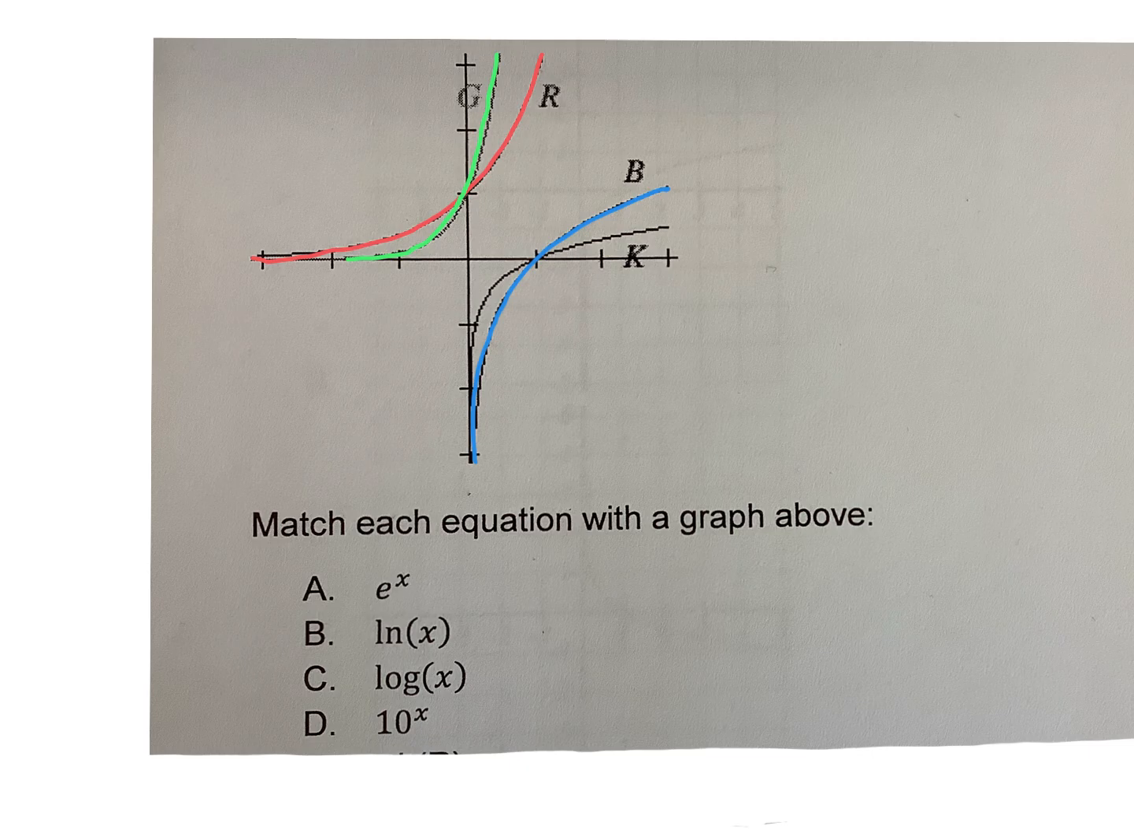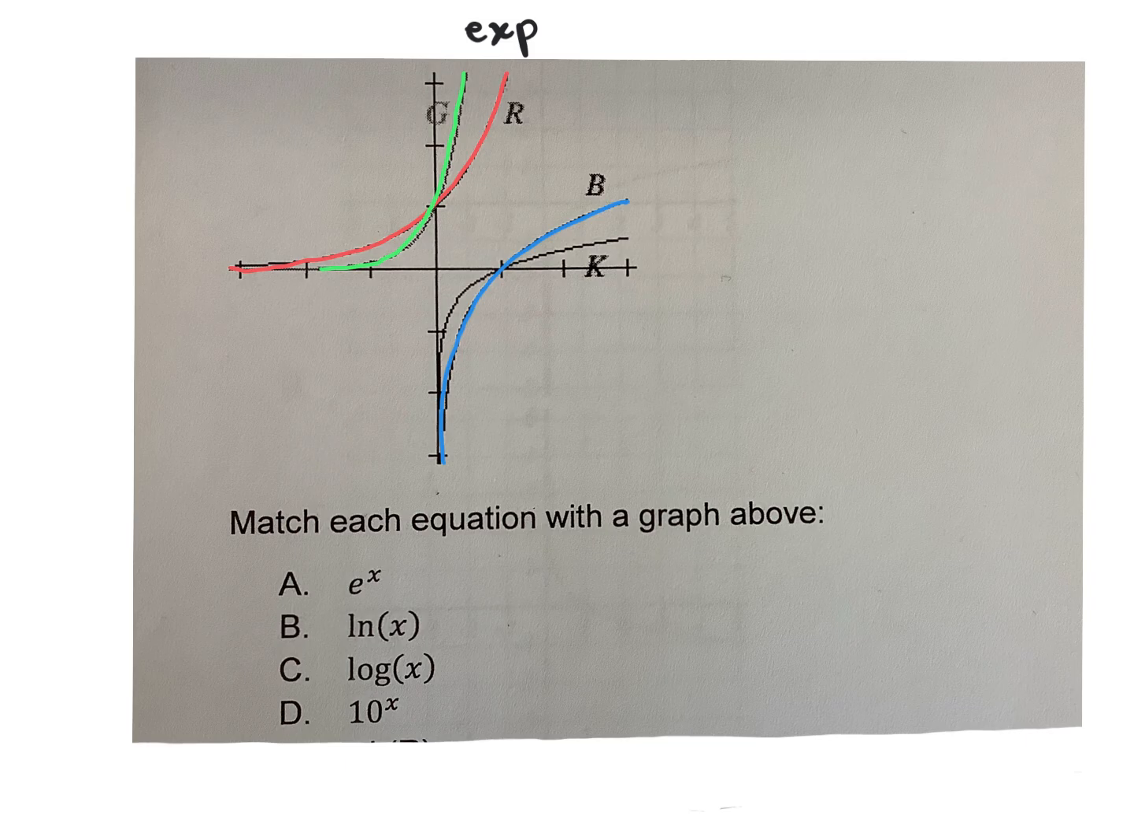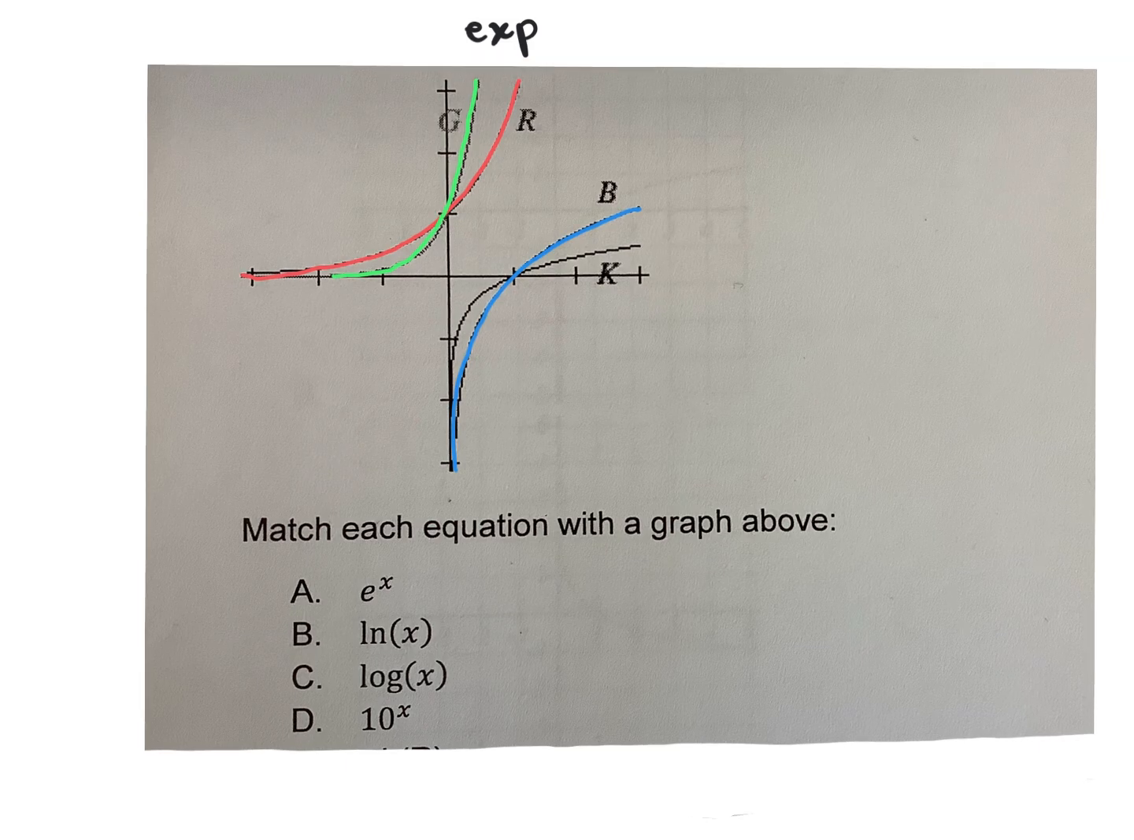So for this next example, you've got a graph given to you, and you have a red, a green, a blue, and a black graph that are given. Notice for me, please, that the green and the red are both going to be exponential equations based on the shape of it. And then that leaves the blue and the black to be your logarithmic equations. All right, so that kind of dictates which one goes with what.